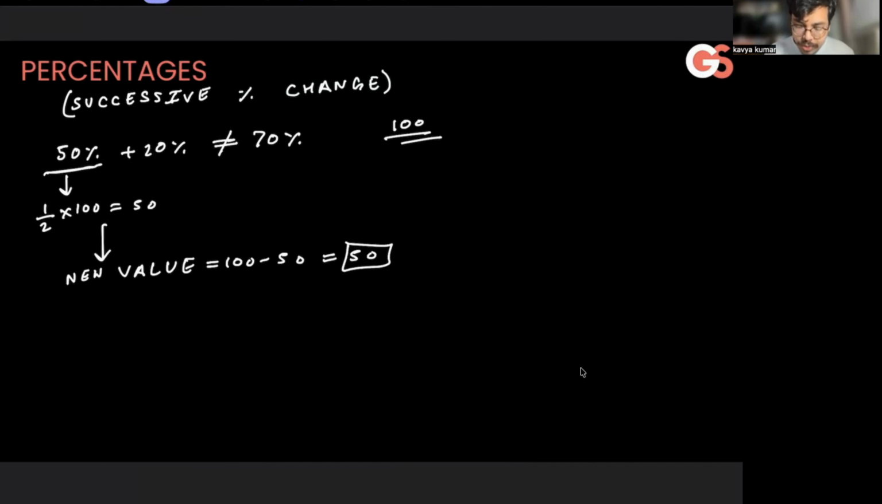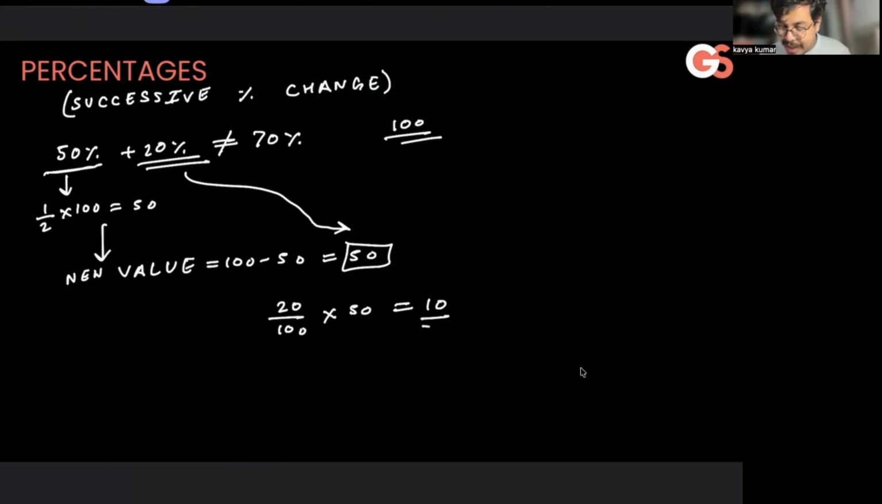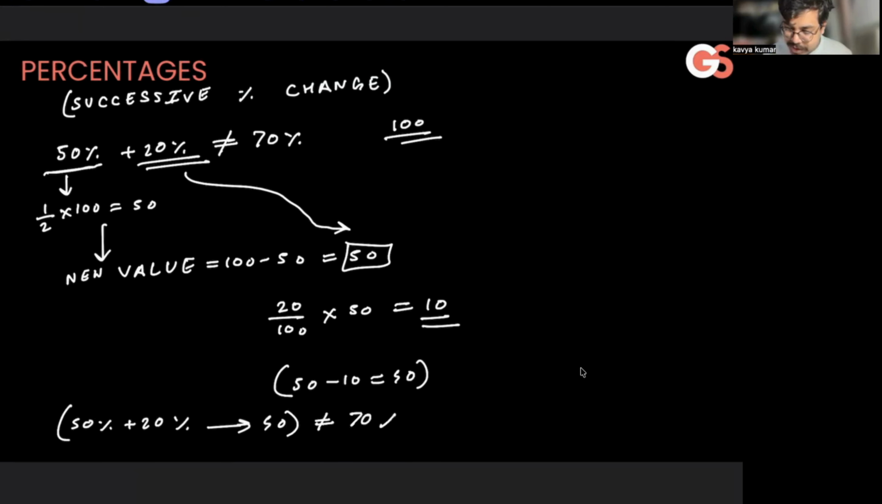ओके, नाउ जो अब जो 20% का सेल होगा वो इस चीज पे लगेगा. अगर 20% का सेल इस चीज पे लगता है, सो दिस बिकम्स 20/100 इंटू 50. दिस इज 10. सो अब जो 10 है उतने अमाउंट का डिक्रीमेंट होगा 50 में. ये बेसिक कॉन्सेप्ट है सक्सेसिव परसेंटेज चेंज का. सो 50 माइनस 10 इज इक्वल टू 40. सो द फाइनल प्राइस आफ्टर 50% प्लस 20% का सेल इज 40. दिस इज नॉट इक्वल टू 70% का सेल.